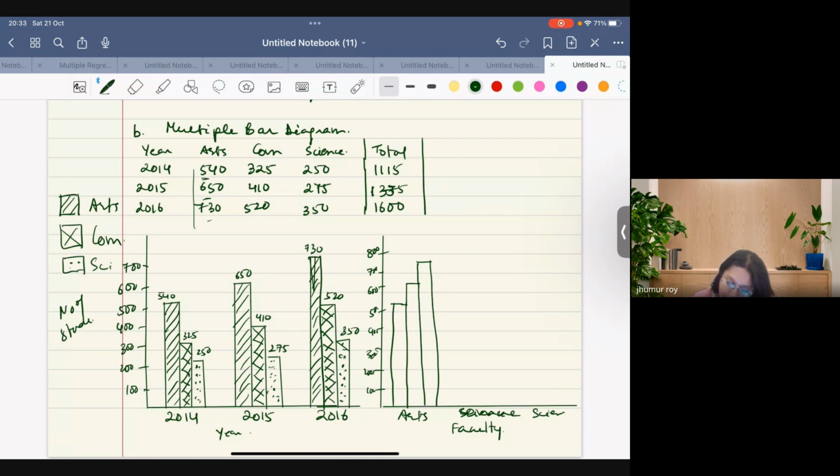Then next one that you're drawing is for commerce. So for commerce, the first value is 325. Then the next value is 410. The third value is 520.